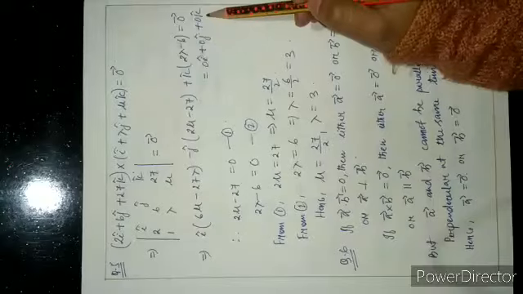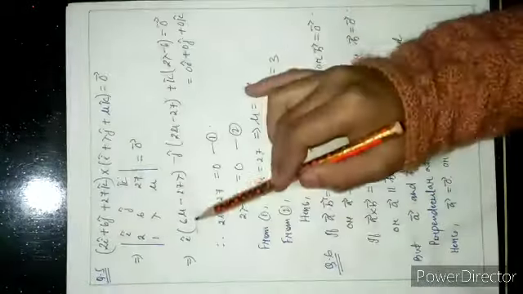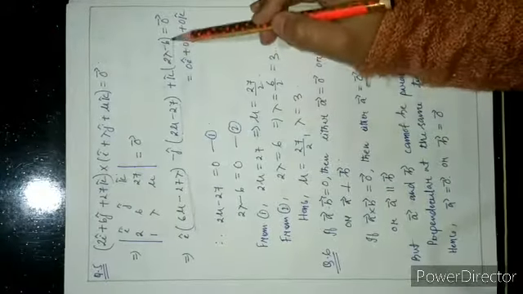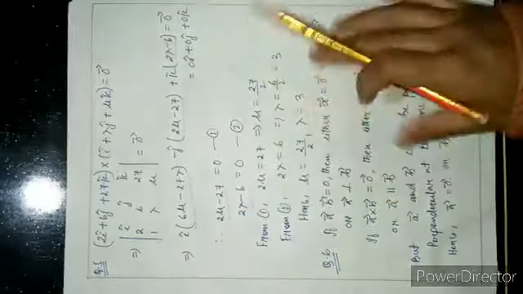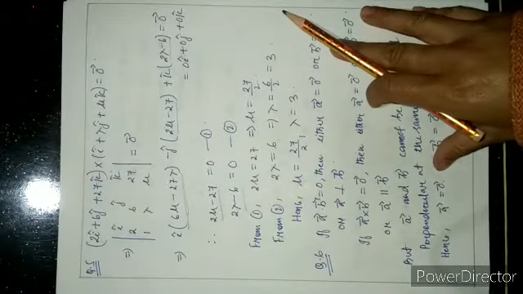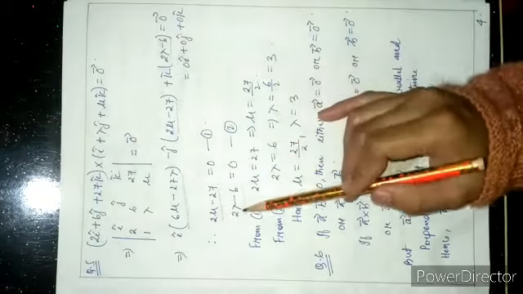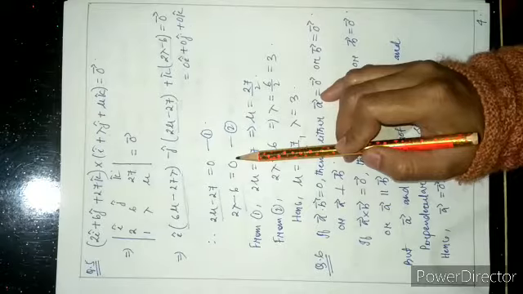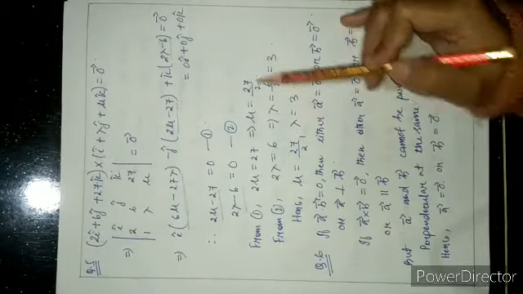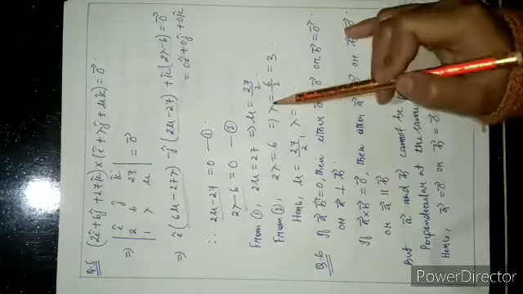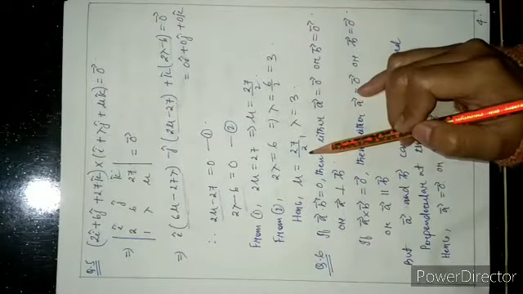These are the x component, y component, and z component. Equating the corresponding components, we have 2 mu minus 27 is equal to 0, and 2 lambda minus 6 is equal to 0. From equation number 1, mu is equal to 27 by 2, and from equation number 2, we have lambda is equal to 3. And therefore, mu is 27 by 2.